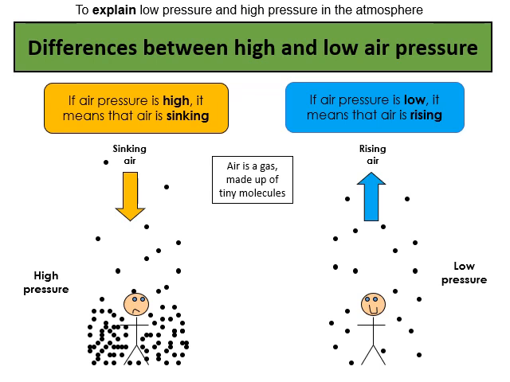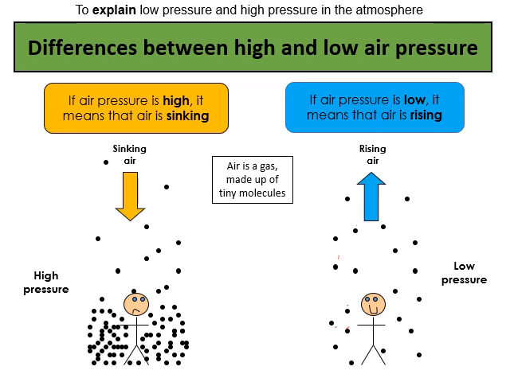Now, how is this different from low pressure? Well, with low pressure, you will notice that all of these little air molecules are further apart. Because they're further apart, they're not as compact, they're not as dense, so as a result, they are lighter and they rise. Now, if air is rising, that means that as it rises and goes further into the atmosphere, it can cool, condense, and create clouds.